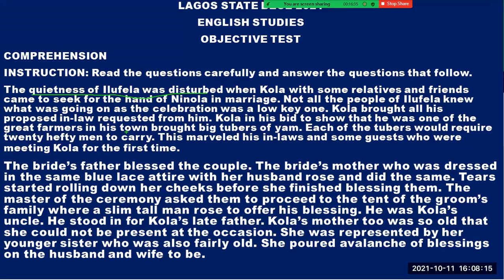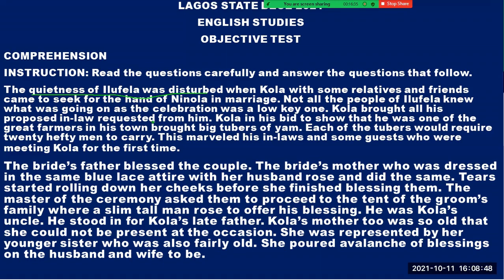The hosts are the people who are part of the family or the place where the event is organized. They are the organizers. They are the people who welcome the guests. The guests are strangers, people who are coming from outside. Kola and his people are the guests, and then Ninola's parents and their relatives and friends are the hosts, okay?